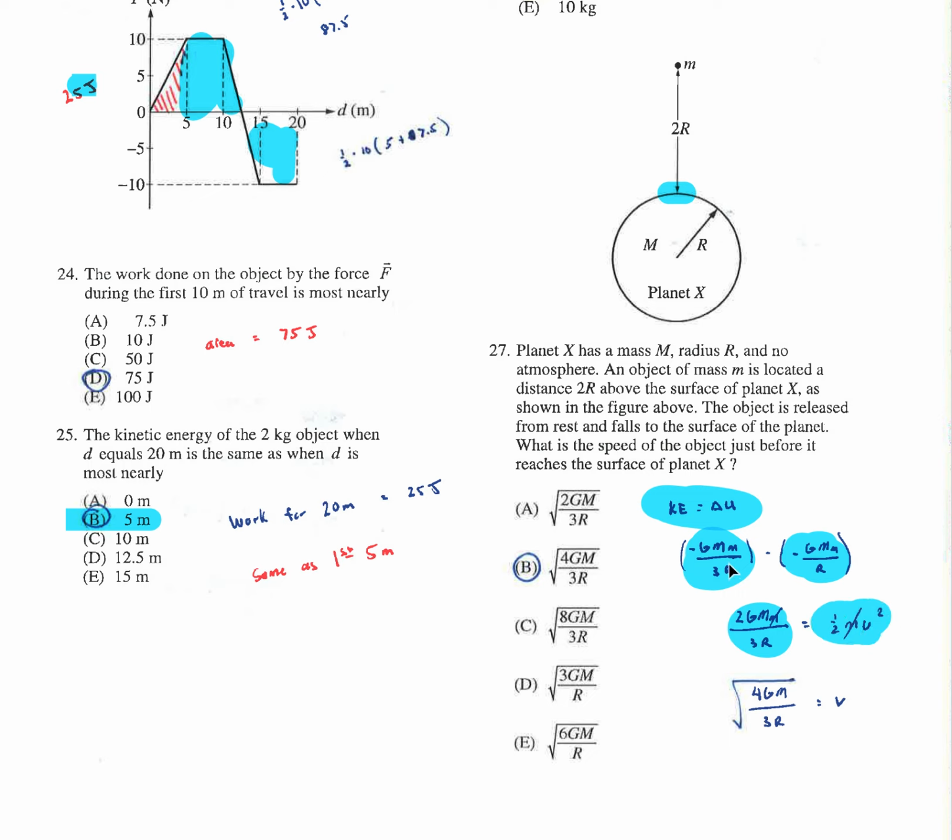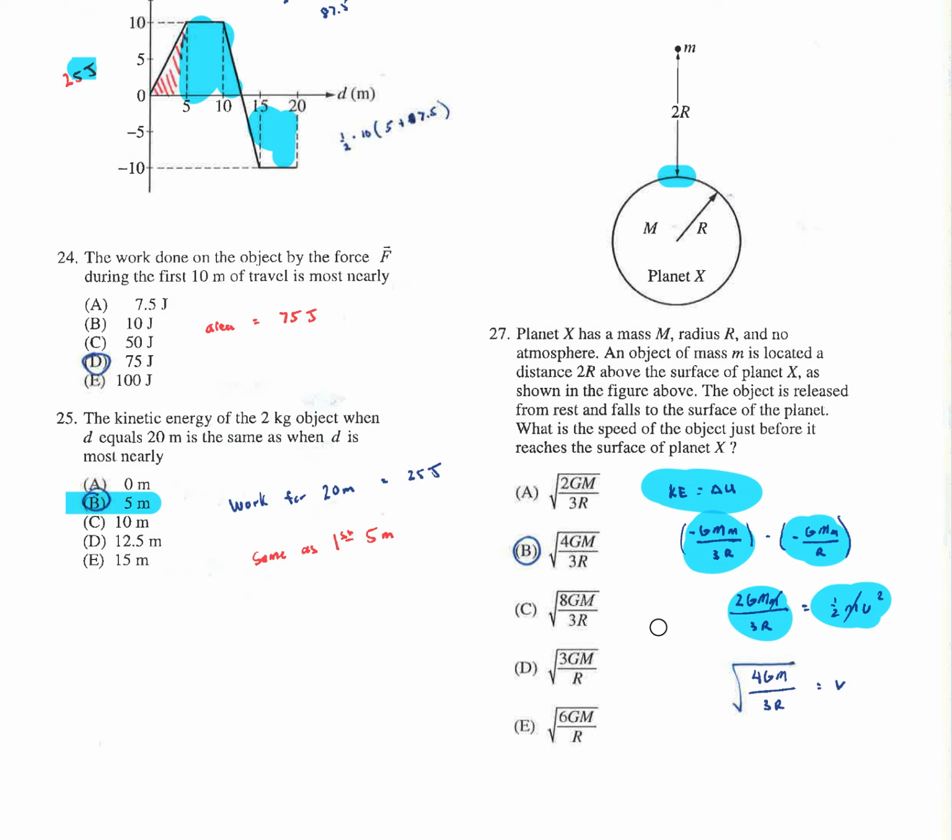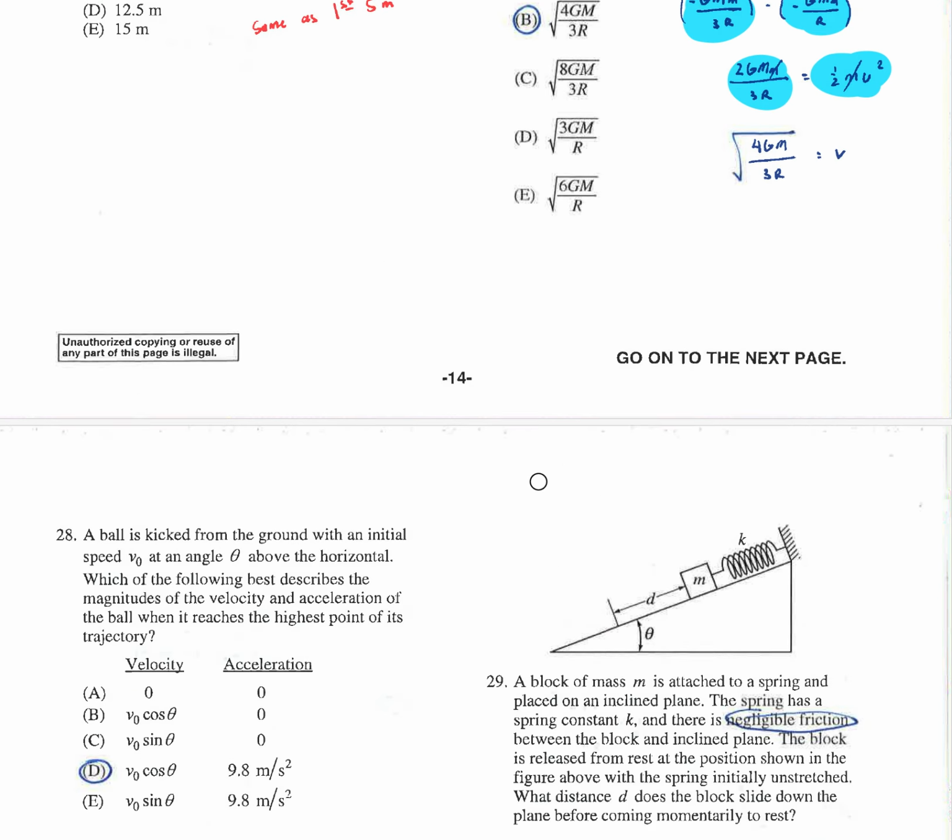So it's a little more just working in the abstract and algebra. But again, it really is just conservation of energy. It's just mgh equals 1/2 mv squared. It's just the big boy version.